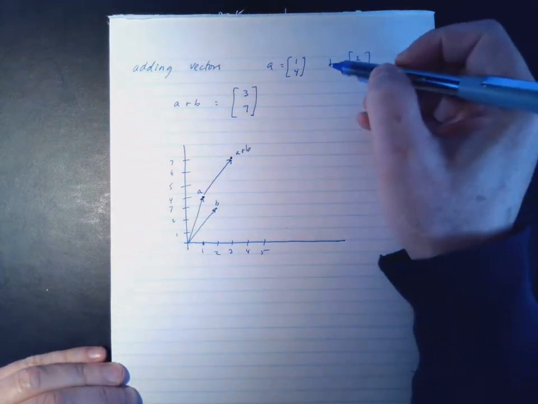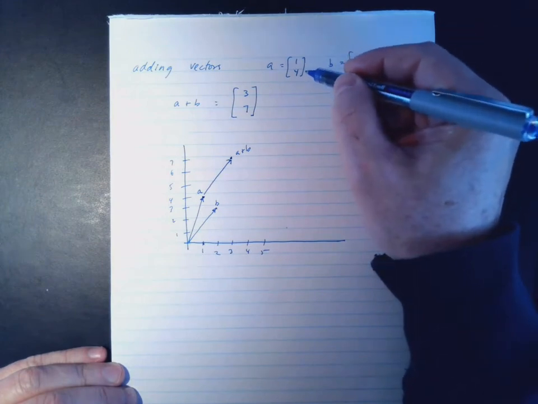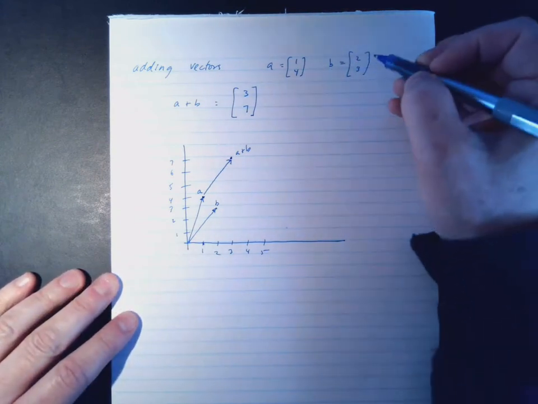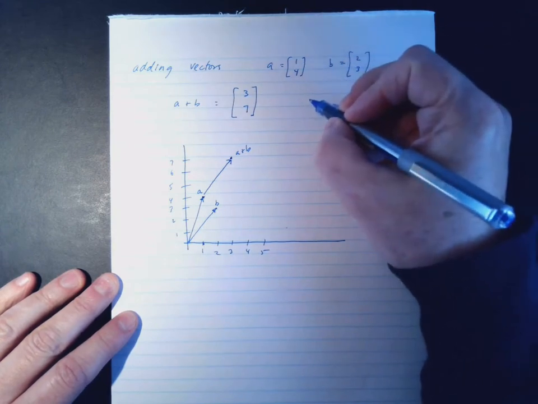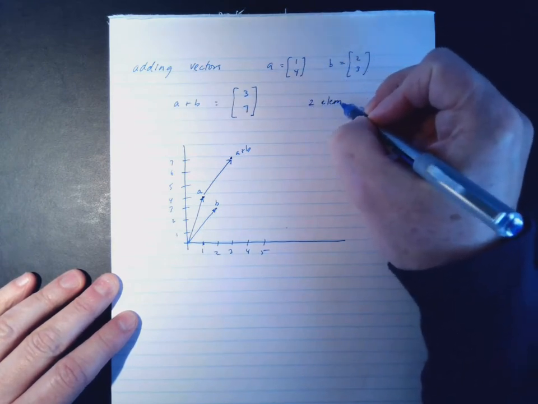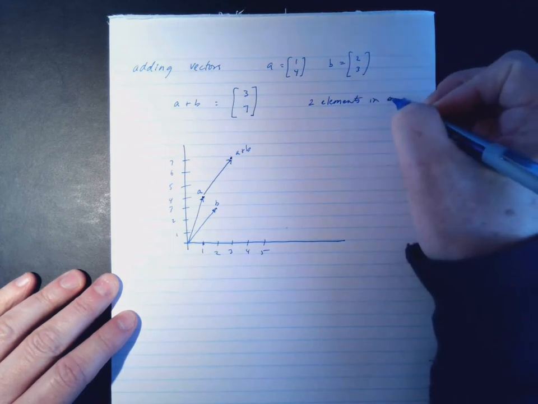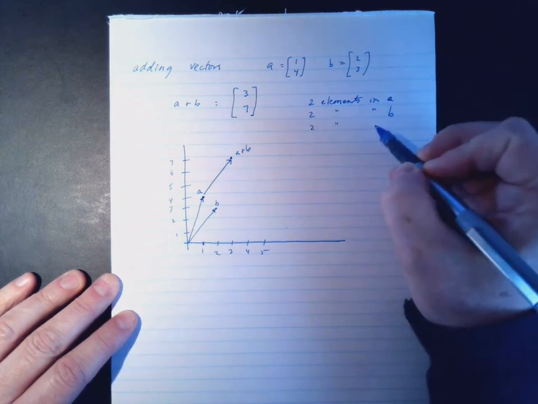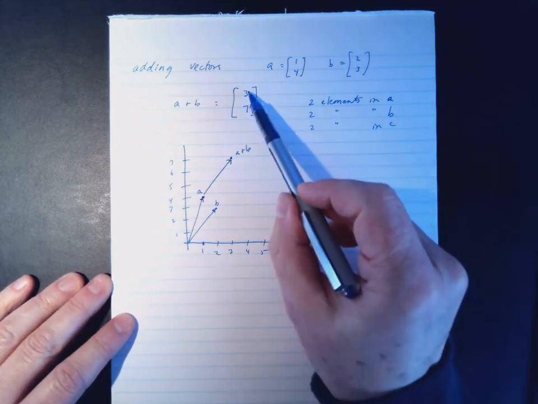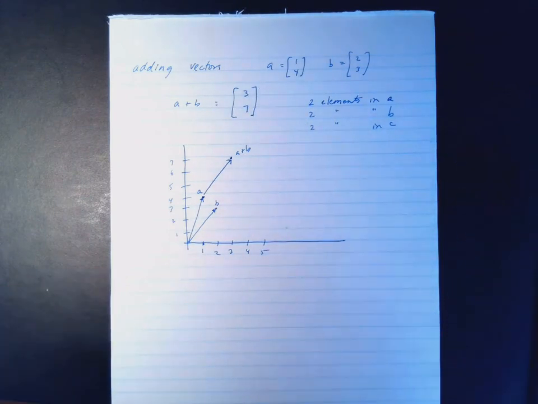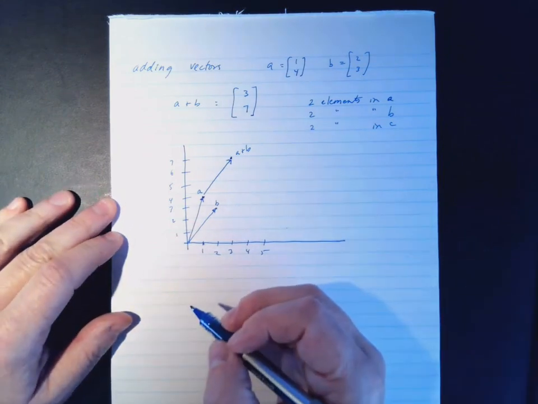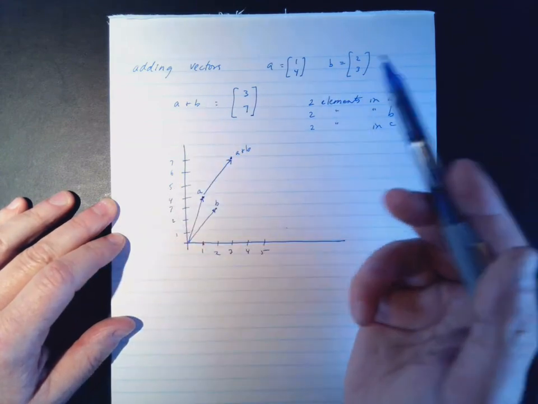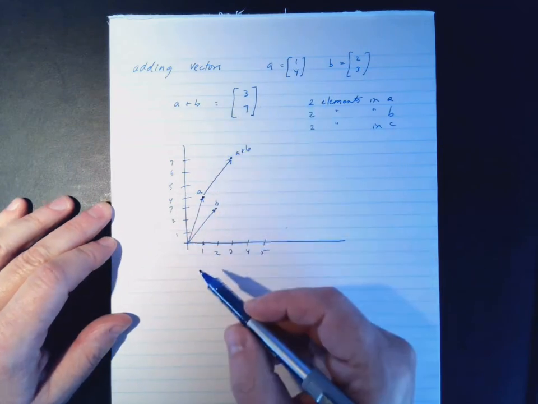Now, I referred to the individual numbers here as elements. So when we talk about the dimension, there are 2 elements in A, and there are 2 elements in B, and then there are 2 elements in C. So the individual numbers inside a vector, we can refer to those as elements. All right, so that is addition, and you can imagine subtraction. It's the same thing, you just subtract them number by number.